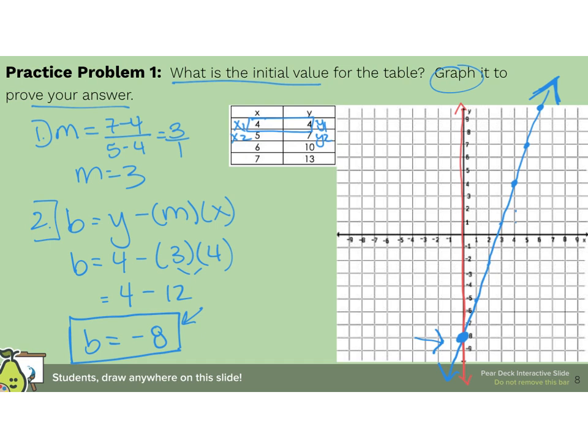A little confusing because we haven't done that before, but just make sure, that's why when you graph lines, you make your lines really long. So they shouldn't be short. You want to be able to see as much of your graph as possible.